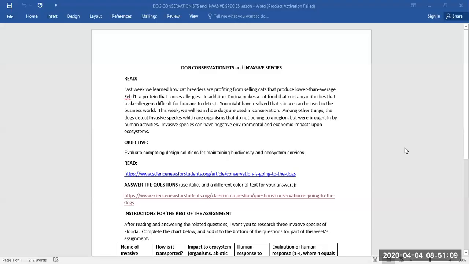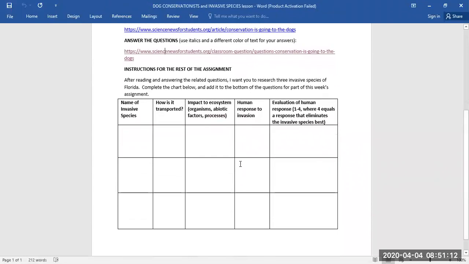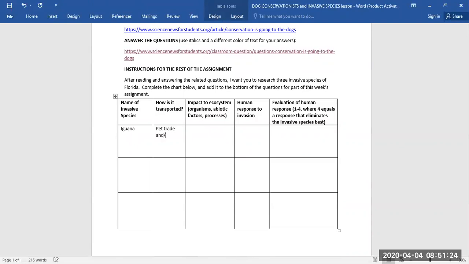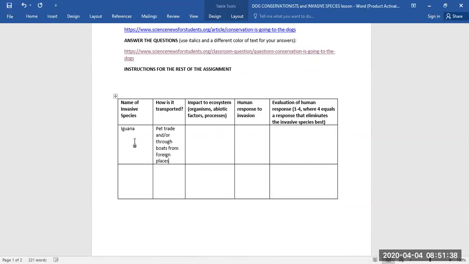So I'm going to go back to the Word document. And that's what I'll write in the chart. Ooh, it didn't stay, but iguana, how it was transported. It was transported by the pet trade and or through boats from foreign places. Okay, and then impact to the ecosystem. Let's figure this one out.